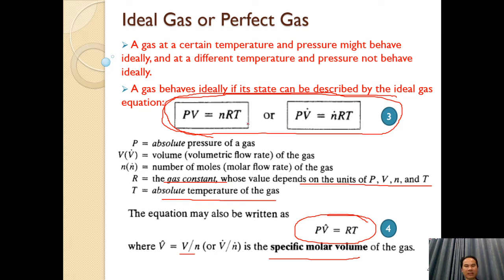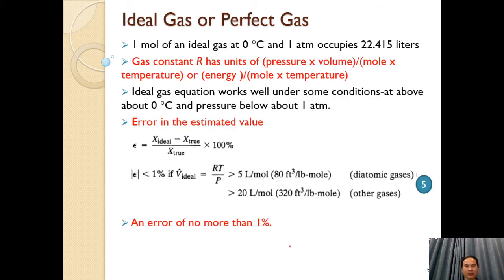V dot is the volumetric flow rate. V hat is specific volume. This is volume divided by mole.